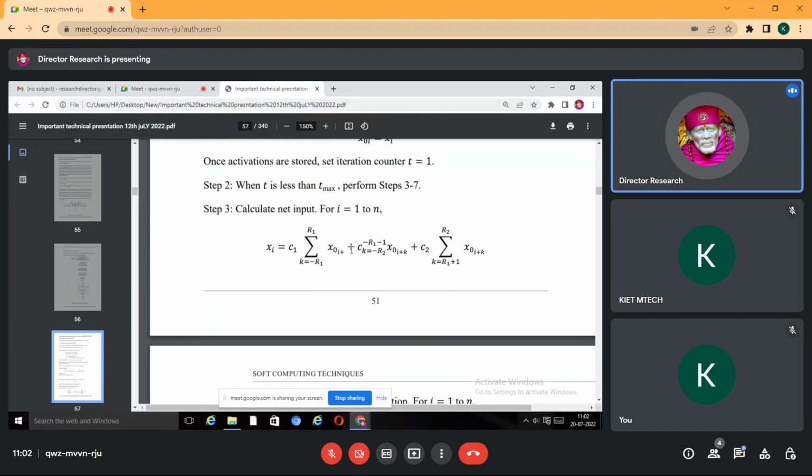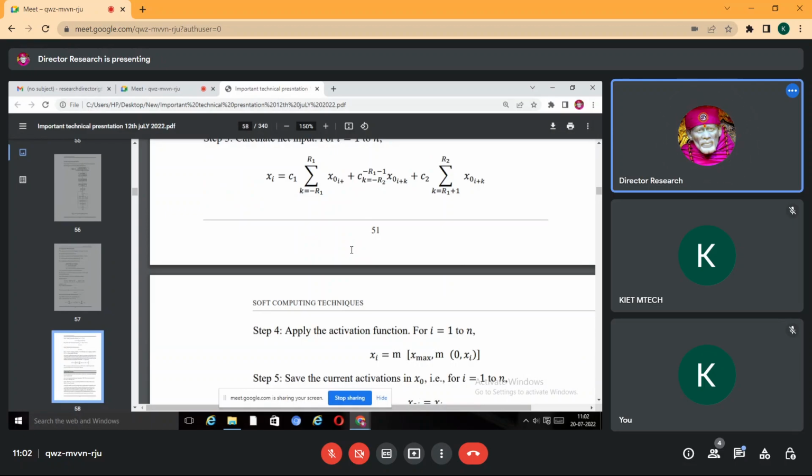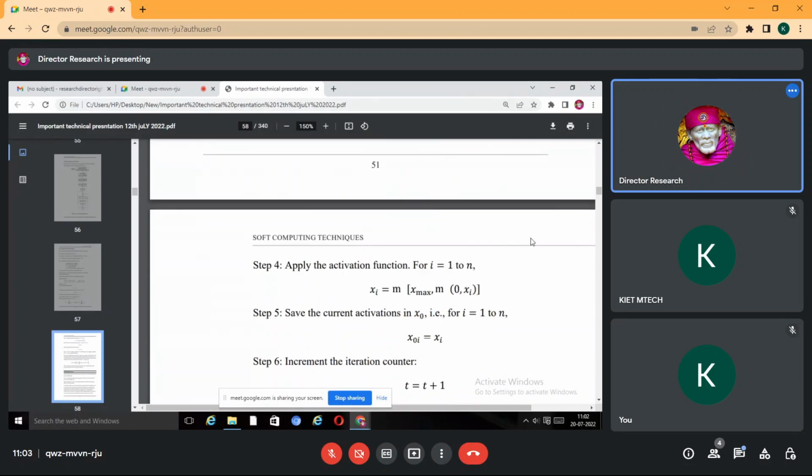Step 4, apply the activation function. Step 6, increment the iteration counter. Step 7, test the stopping condition like this. Hamming network is the next one.